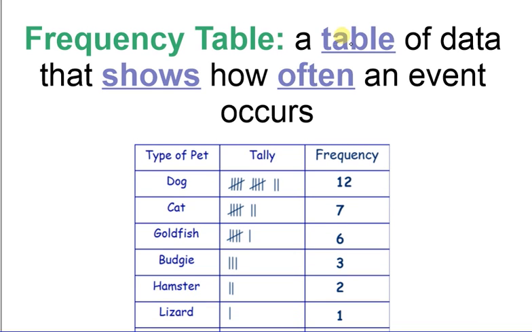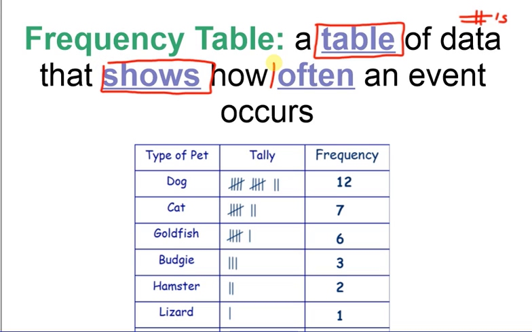First off, what is a frequency table? Well, it is a table and it has data in it. And remember that data is just a fancy way of saying numbers or information, okay? It shows how often an event occurs. For example, if a teacher's ever had a student up at the front of the classroom to take a tally on which team scored how many points, they were creating a frequency table.